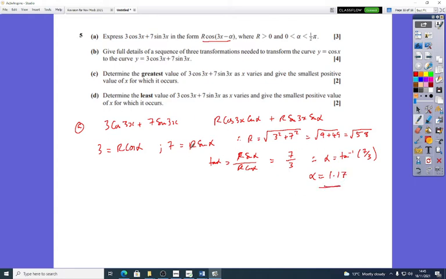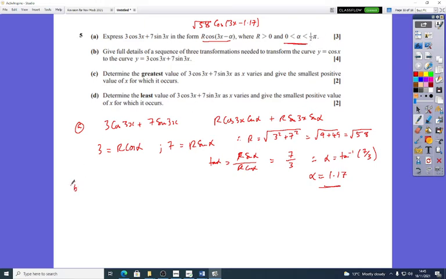Now, putting it in that form, once you've got those, you can say that is the same as root 58 cos(3x minus 1.17). If you didn't convert it into radians, don't worry too much about it. You'll only lose a mark, but try to. Your hint there is that it is in radians.